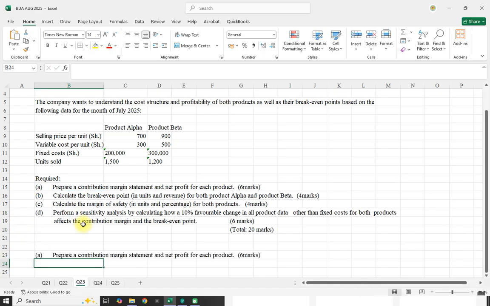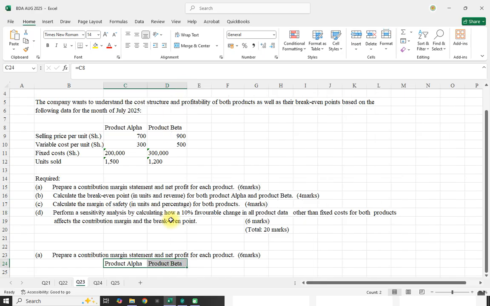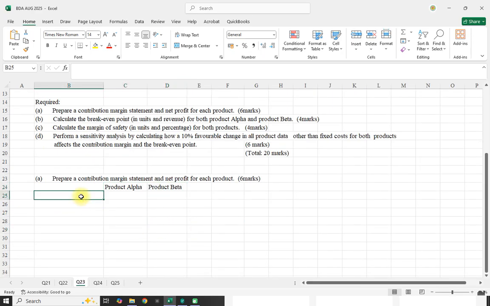Number A, we prepare the contribution margin statement and the net profit. So we shall start with the total sales. For the contribution margin statement, we shall look at the two products, alpha and beta, the two of them that way. We shall start with our sales.